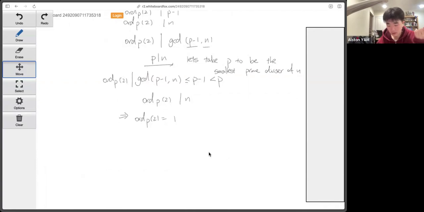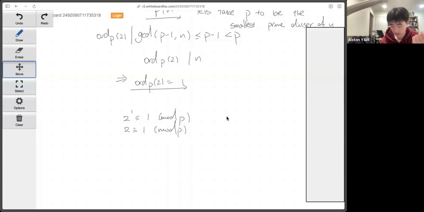Okay. So now we know this fact. We can go and basically sub it back in, right? We know that 2 to the order, which is 1, must be congruent to 1 under mod p. So 2 is congruent to 1 mod p. And we can do modular arithmetic in that we can minus 1 from both sides. So 1 is congruent to 0 mod p.